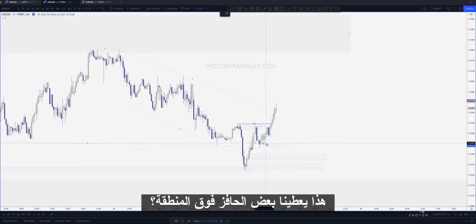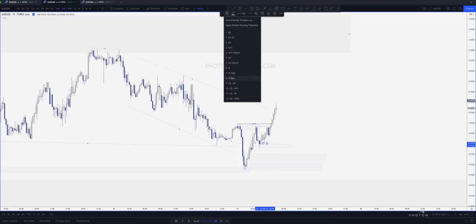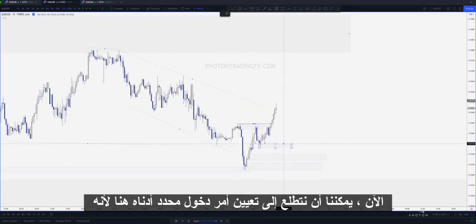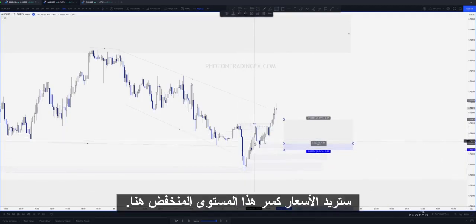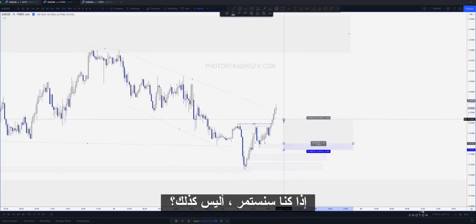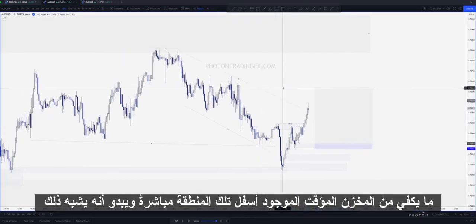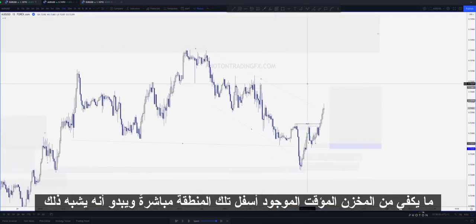That gives us some inducement above the zone, right? Now we can look to set a limit entry order below here, because it's very unlikely price is going to want to break this low here if we are going to continue, right? So you could probably even get away with 2.5 pips, more than enough buffer just below that zone there, and that is looking like a pretty decent move.